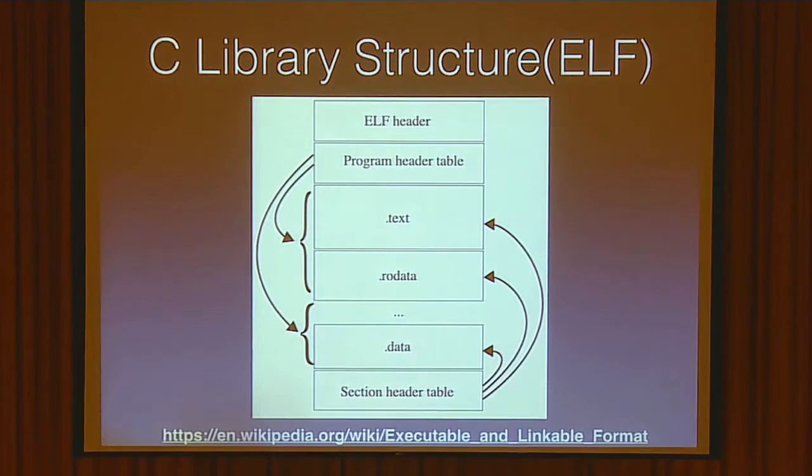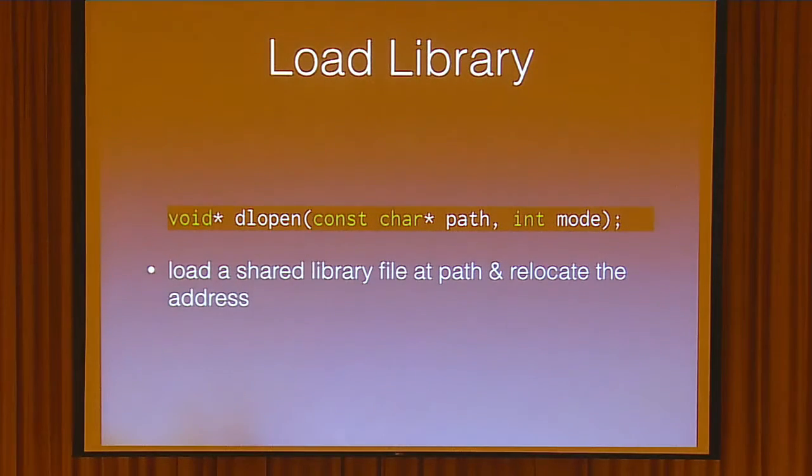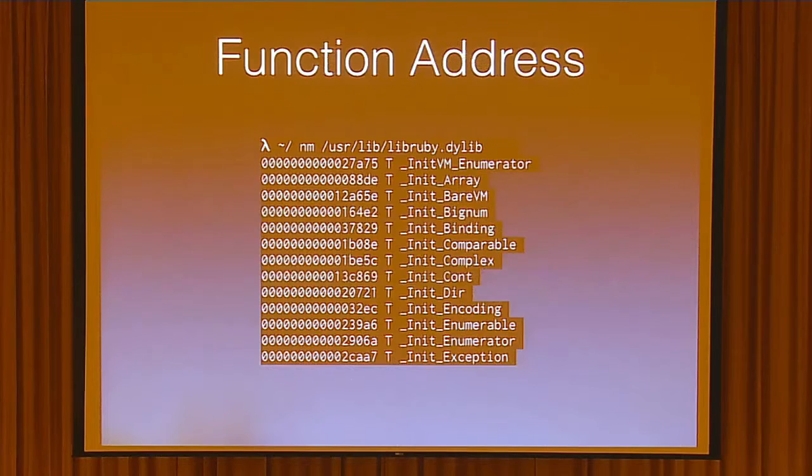It contains some headers, a text section, which stores all the functions and procedures, and a data section, which stores all the variables. And last, a section header table, which stores offsets to the functions and variables. And how do we load a library in C? We use dlopen. It's a system call in Unix. You pass it the library file path, and it loads the shared library for you, and we locate the address. After we load the library, we can find the function address.